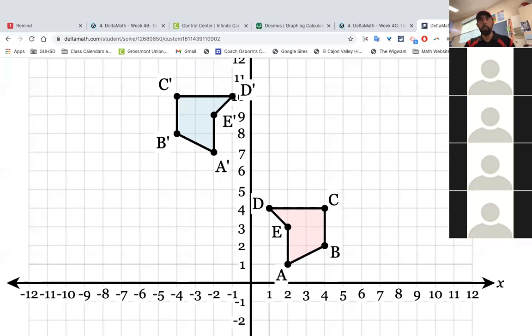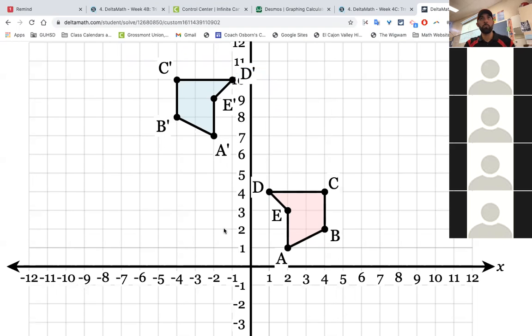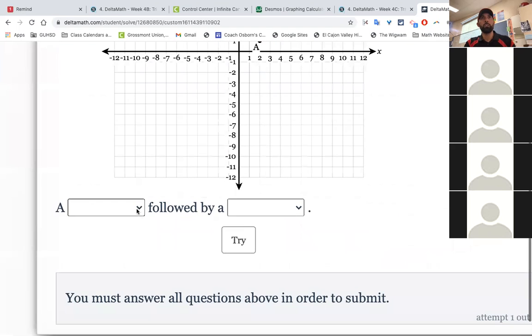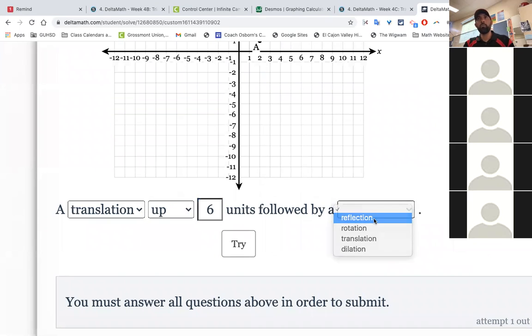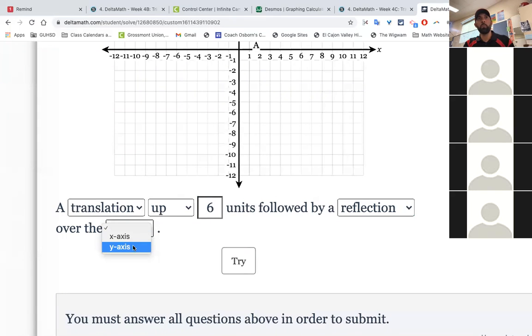Let me pause here. All right, so now we're going to focus on D and we're going to go straight up. And that's 6 units. And then we need to jump from here to here and we're going to flip it over the y-axis. Okay, so let me clear this out and let's zoom out. So we're going to translate up 6 units followed by reflection over the y-axis.